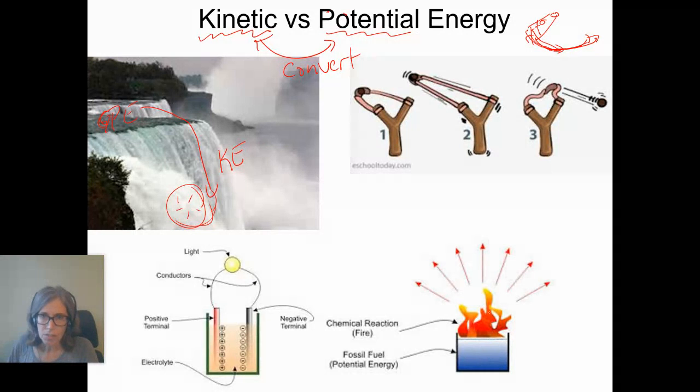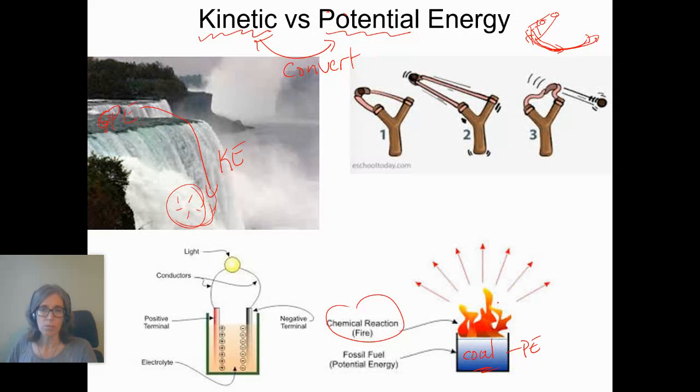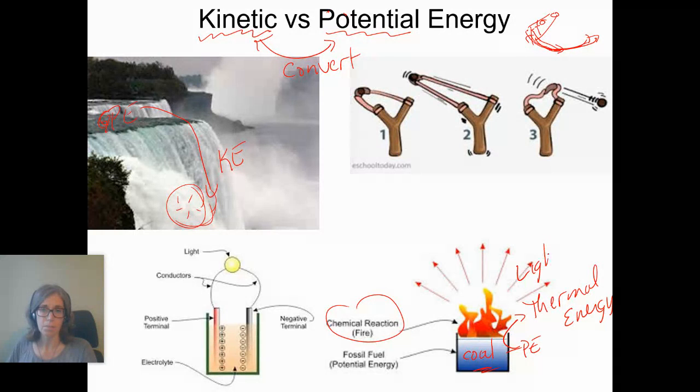Here's another one. Here's something that's burning. So maybe you've got wood in here or something, or it's a fossil fuel. So maybe there's coal in here, gas, something like that. And there's a chemical reaction, fire. So you're converting the potential energy of the chemical bonds in the coal into thermal energy. That's the sort of energy conversion from potential to thermal energy. And actually, there's also light, so light energy.